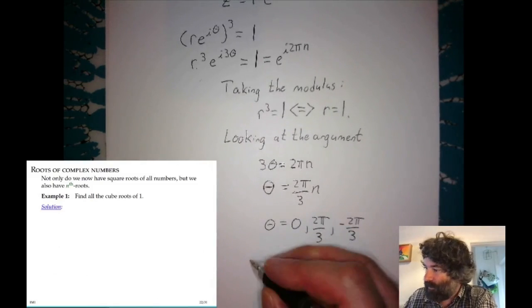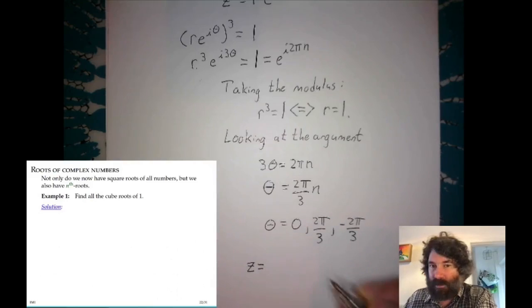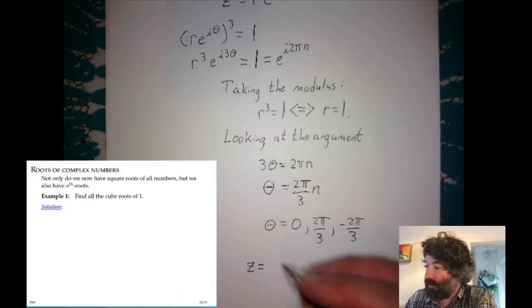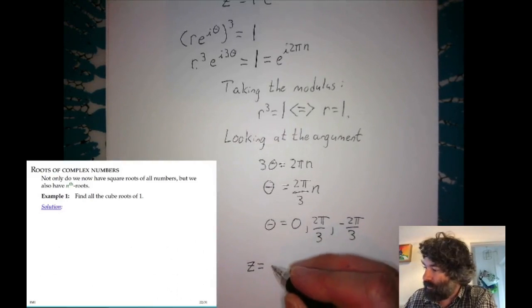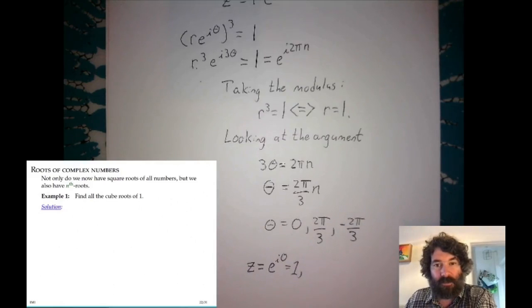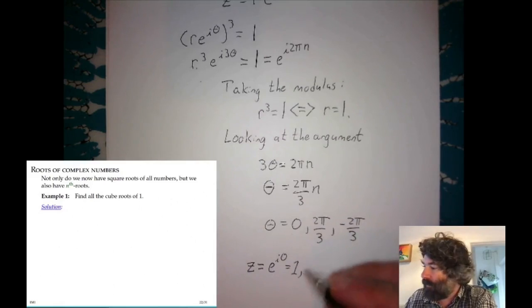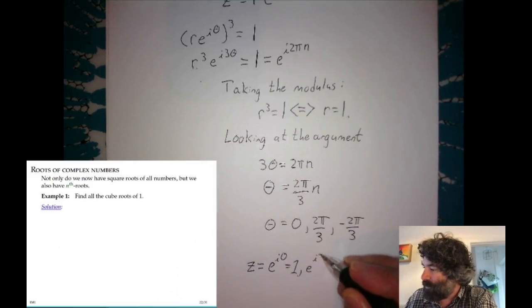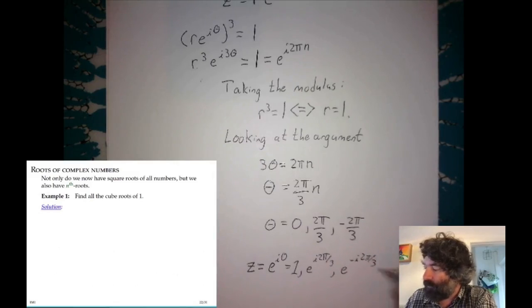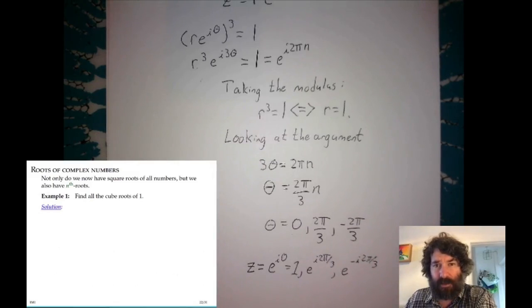So that means that these are all the possibilities. And so the three solutions, the 3 cube roots of 1, are e to the 0, e to the i0 if you like, which is 1. Of course, 1 cubed is equal to 1, we know that. Or another one is e to the i times 2 pi over 3. And also e to the negative i 2 pi over 3. These are the three possibilities.